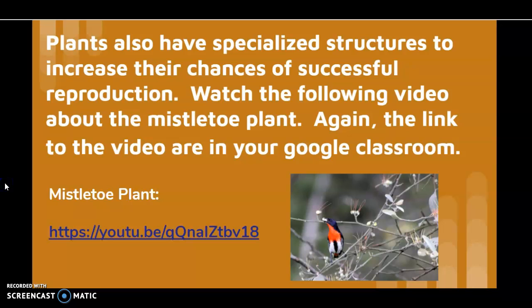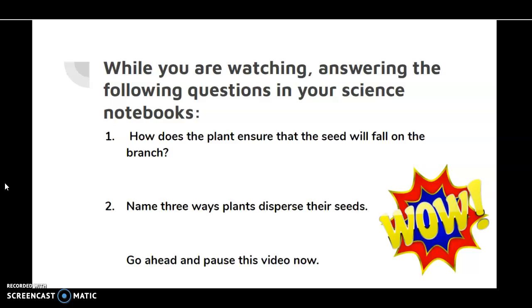So plants also have adaptations that help them increase their chances of reproduction. So these are specialized structures. Sometimes they're in the way they disperse seeds, and sometimes they're in the physical structure of the plant itself. Now, to get started talking about this, I want you to watch the short YouTube video on the mistletoe plant. It's a pretty neat video. Again, it's super short. And while you're doing it, I want you to answer these two questions.